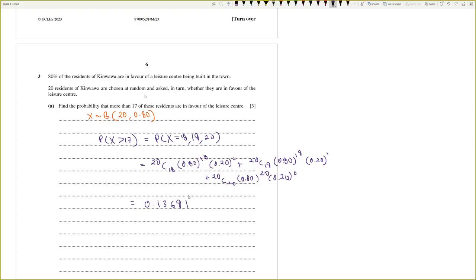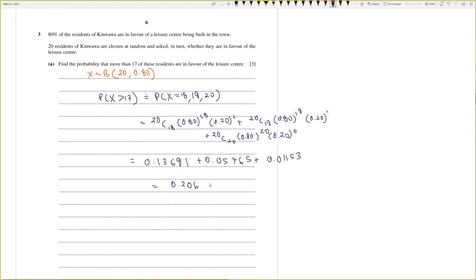Then 20C19 times 0.8 to the power 19 times 0.2 gives you an answer of 0.057646. It's fine if you write this, and this gives you an answer of 0.01153. So if you add all these up, you get an answer of 0.206 rounded off to 3SF. Okay, perfect. That is our answer. What is the next part?